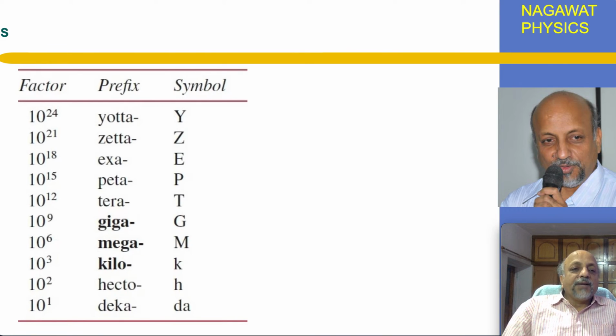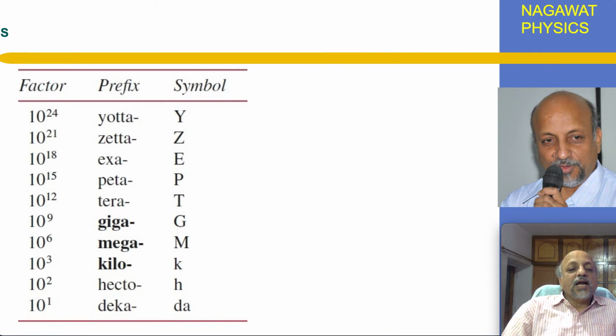For example, for a factor of 10 raised to power 24, the prefix is yotta and the symbol is capital Y. And if you wish to express the size of the universe, you will have to use capital Y, yotta. I will come to that; a value is given in one of the slides which will come up. And 10 raised to power 21 is similarly zetta or Z. 10 raised to power 18 is exa. 10 raised to power 15 is peta. 10 raised to power 12 is tera and the symbol is capital T.